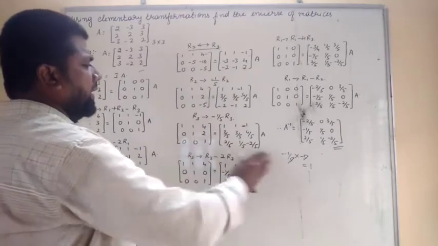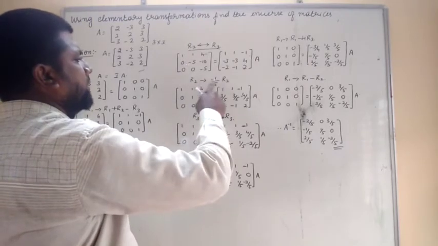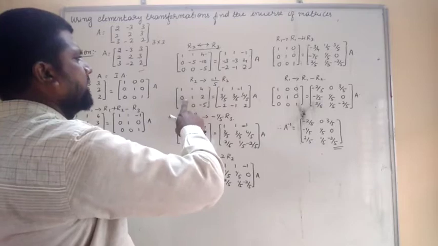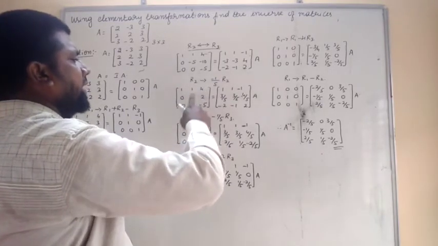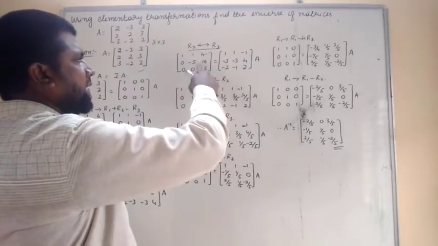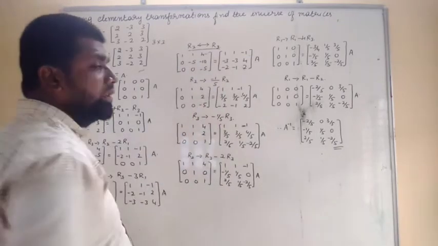If you multiply R2 with minus 1 by 5, then 0 into minus 1 by 5 is 0. So minus 5 into minus 1 by 5 means you are getting 1. If you multiply with minus 10 into minus 1 by 5, minus into minus plus, you will get 10 by 5. 10 by 5 means you can write 2.